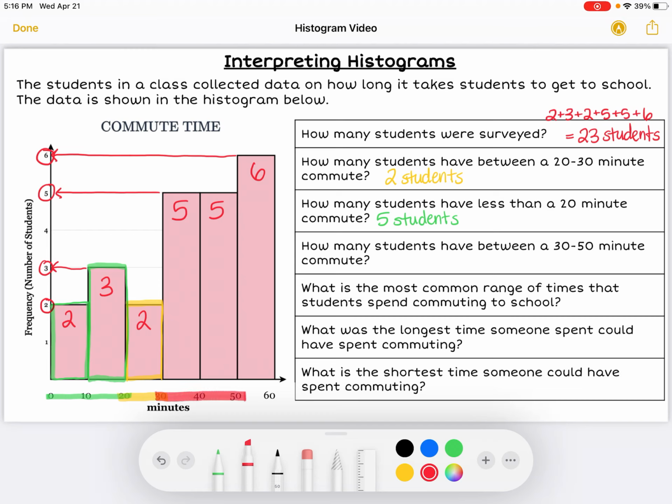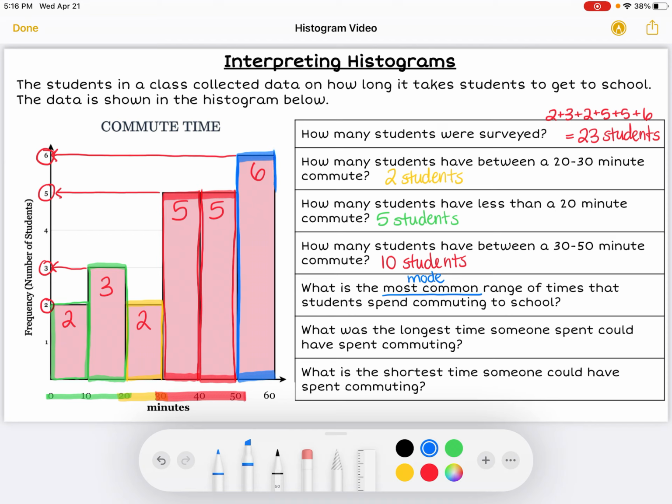The next one says, what is the most common range of times that students spend commuting to school? When you see the words most common, that should make you think of the word mode. So we're trying to find the mode for this. So I'm going to be looking for which section has the tallest bar. So I see that the farthest right one is the tallest.